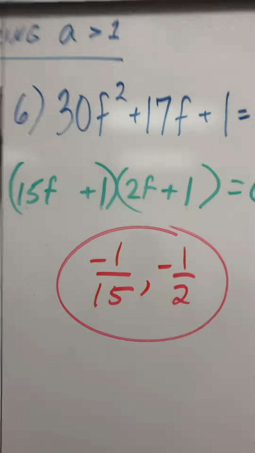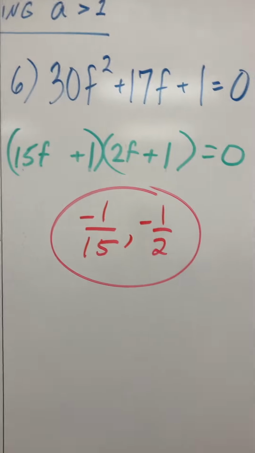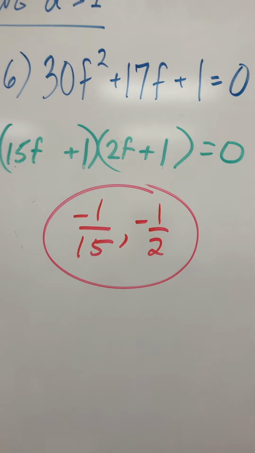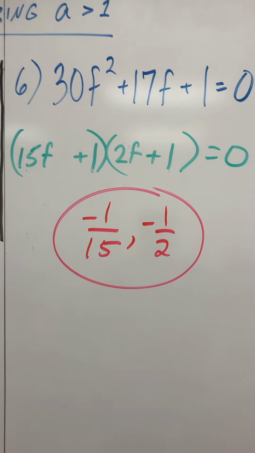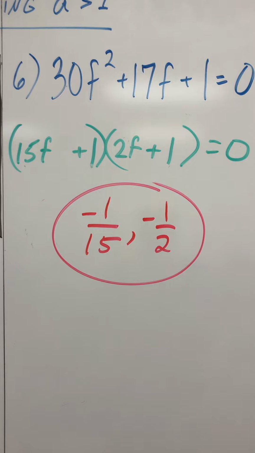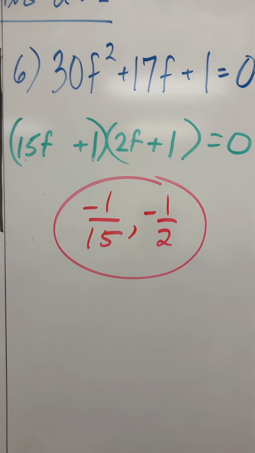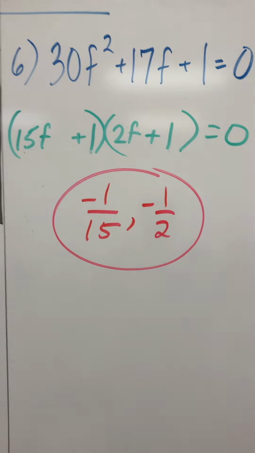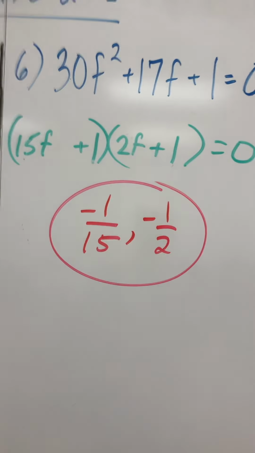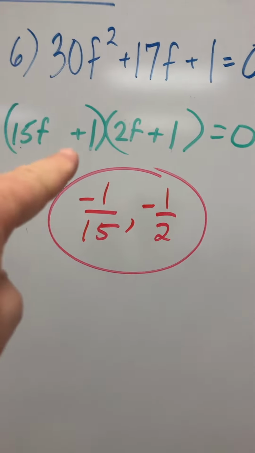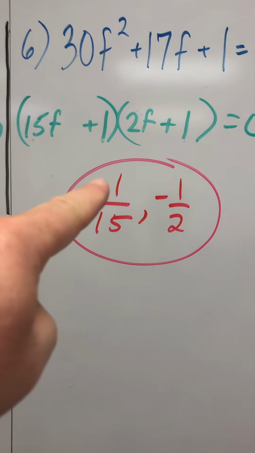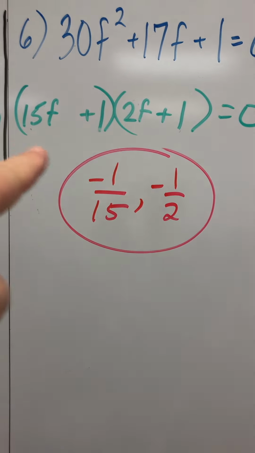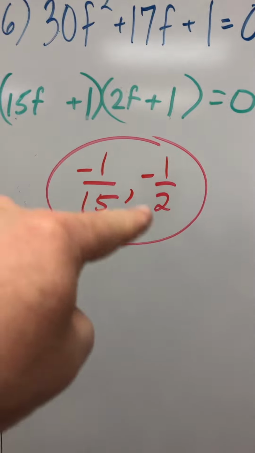30f squared. Now we have a number before the squared term. All right, so you've got to play around a little bit. It's going to be (15f plus 1) times (2f plus 1). So your answer is going to be, right, if this is positive 1, then your answer is going to be negative 1 over 15 and negative 1 over 2, right?